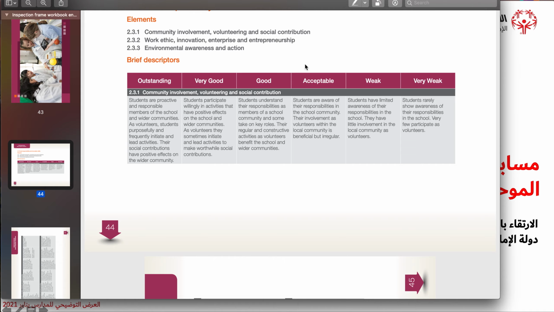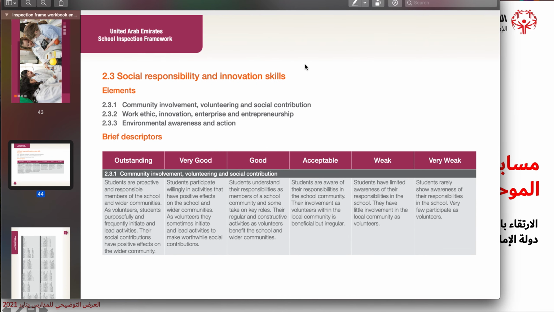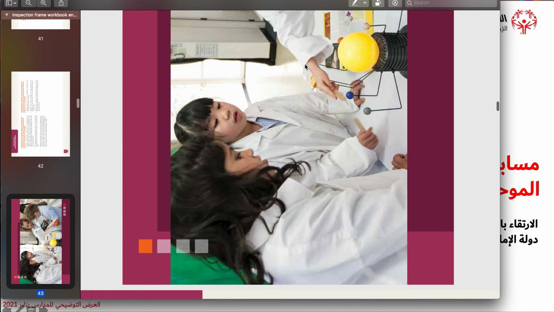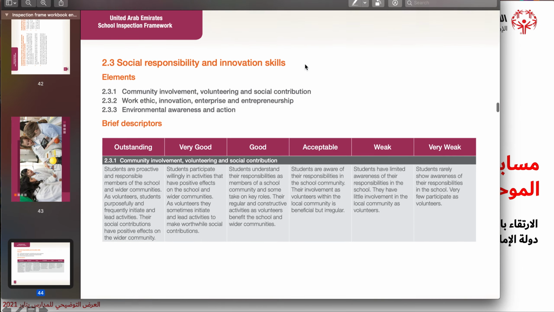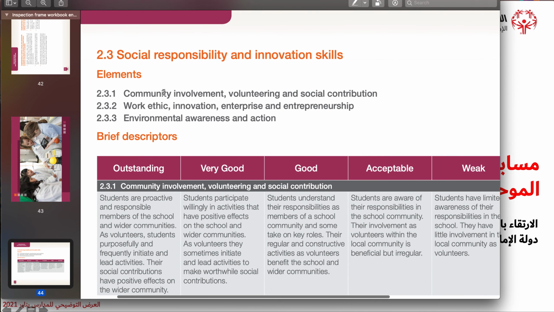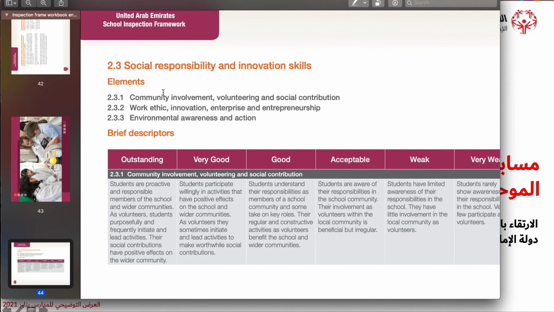So this is also one of the standards, social responsibility. In here, let me look at that. The social responsibility and innovation skills. And these are the elements of the social responsibility and innovation skills. The social responsibility and innovation skills are divided into three main elements. This is related to standard number 2.